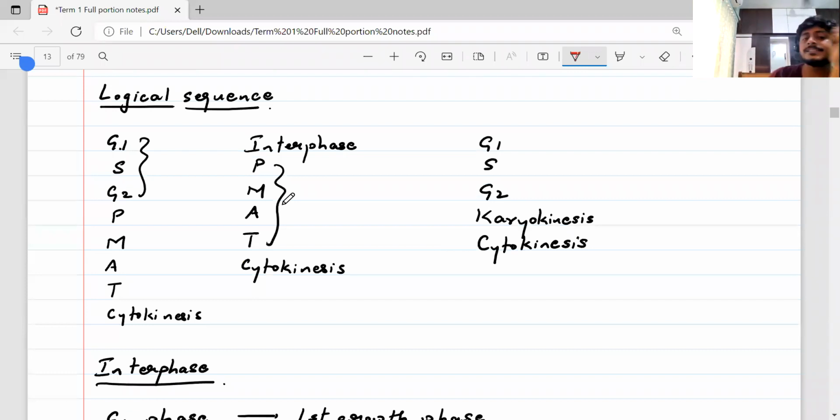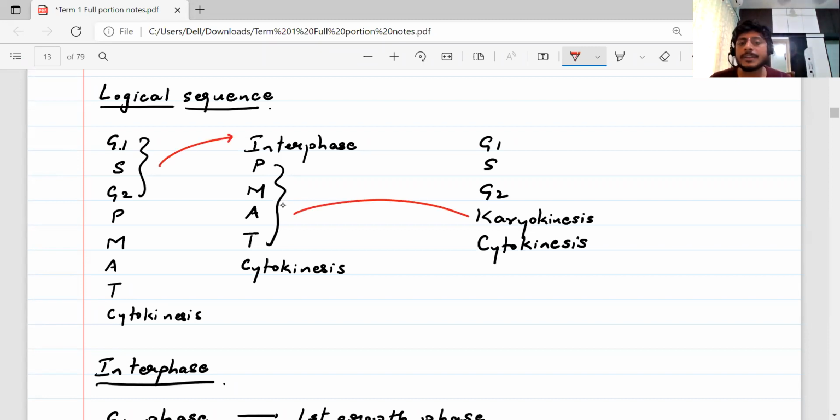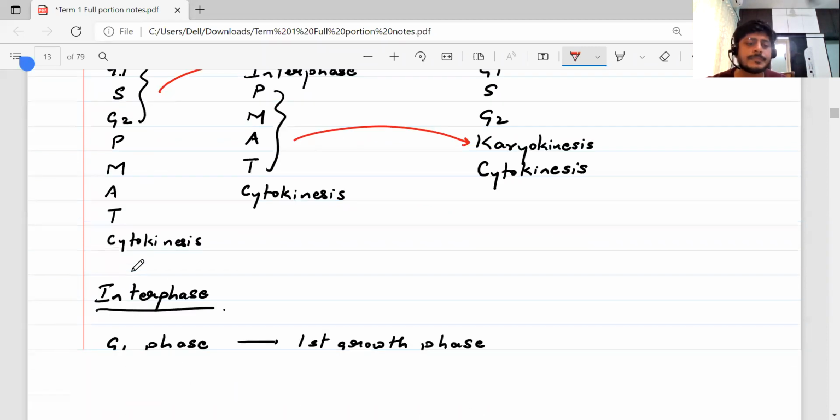Now within the logical sequence, again, some very commonly asked board questions are on logical sequences from the cell cycle: G1, S, G2, pro, meta, ana, telo, cyto. This G1, S, G2 can be written as interphase. The pro, meta, ana, telo can be written as karyokinesis. So you could have either of it, and you should remember to put it in place.